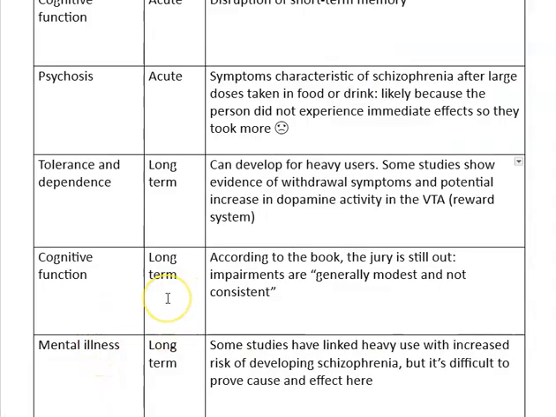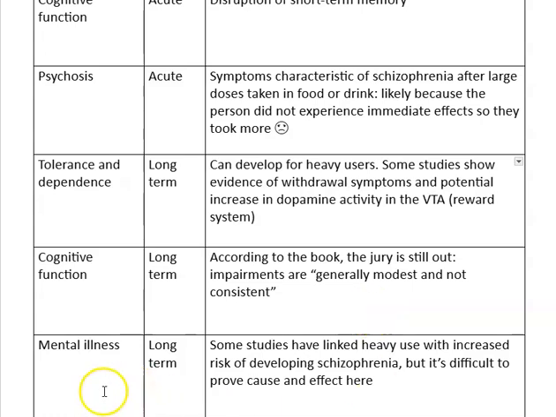And if you think of long-term cognitive function, one of the things is that there's not a lot of good data. According to the book, the jury is still out. So any impairments are generally modest and not consistent. So we don't really know yet.